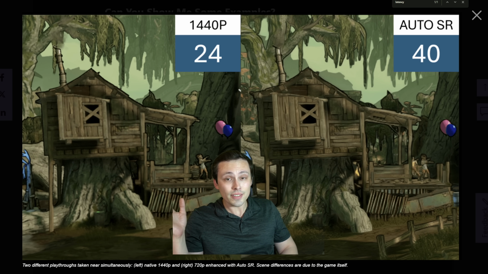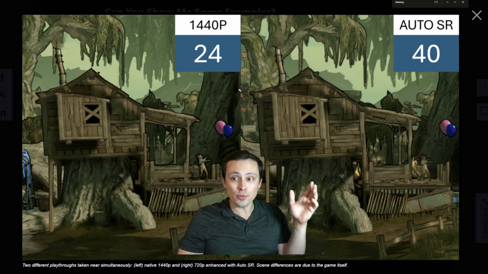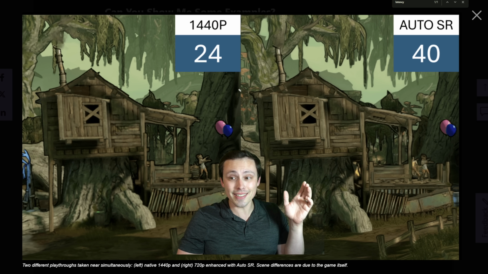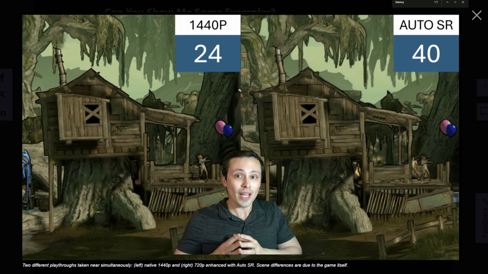The image on the left is running Borderlands 3 at 1440p at 24 frames per second. The image on the right is running the same scene in Borderlands 3 on the same PC at 40 frames per second because it's using Microsoft's new AutoSR, Automatic Super Resolution.